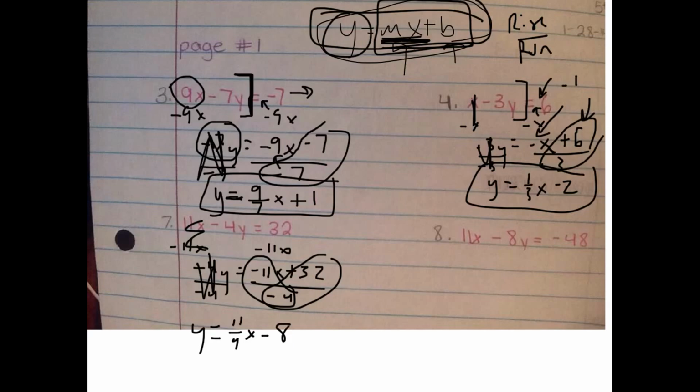Last one. That's the final lap. You thought I was going to say countdown. So we subtract 11x from both sides. That goes away. Negative 8y equals, and then this goes in the front. Minus 48, and then we just divide negative 8 by everything.